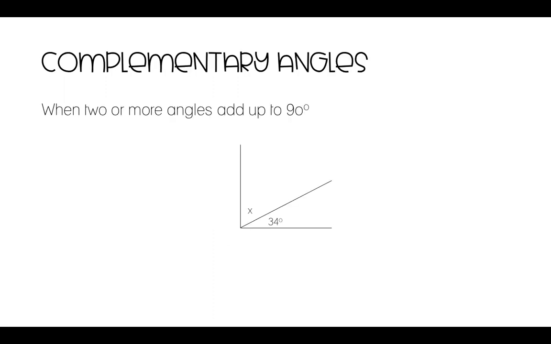So the first thing we talk about is a complementary angle. That's when two or more angles add up to 90 degrees. So we have an angle here, this is a right angle, and we know one of our angles equals 34. So how would we calculate this other angle? Well, what we're going to do is go 90, take away 34, which gives us 56 degrees. So this here is 56 degrees.